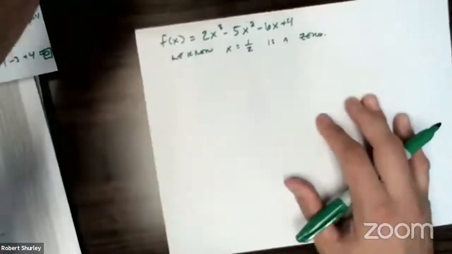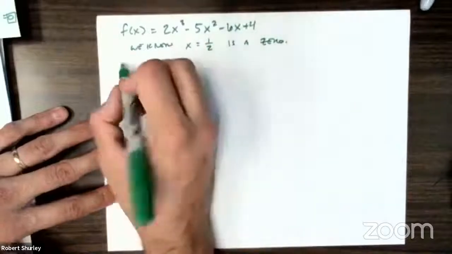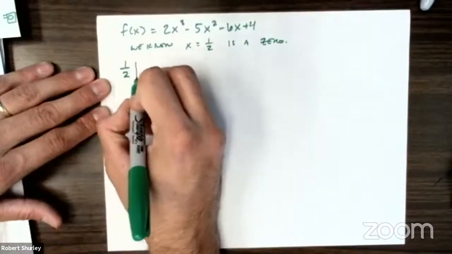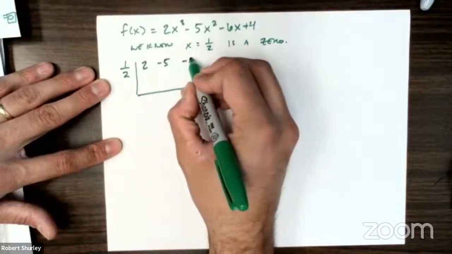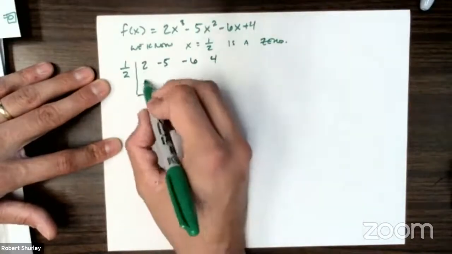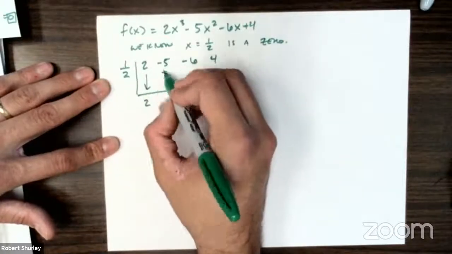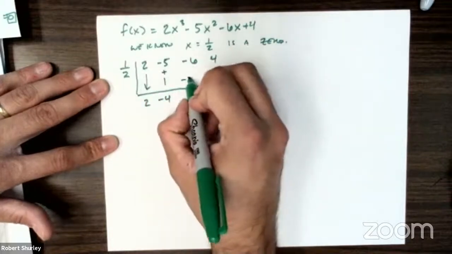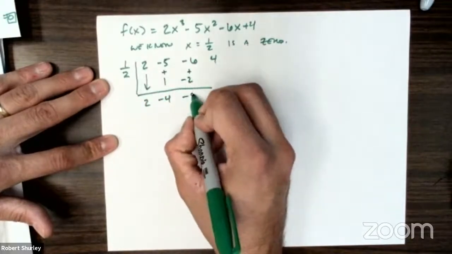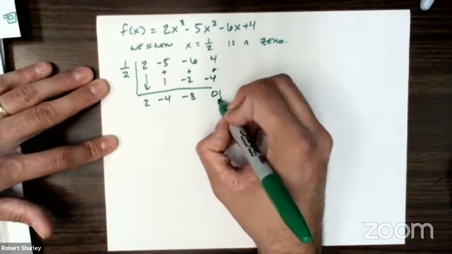Okay, this is no big deal. We did this a few lectures ago. If we know that 1/2 is a 0, we just have to divide it out, right? 2, -5, -6, and 4. So bring down the 2. 2 times 1/2 is 1, right? Add those vertically, -4. -4 times 1/2, that's just -2. Add that vertically, we get -8 times 1/2 would be -4. We wind up with 0.